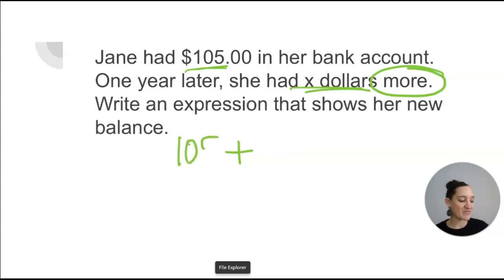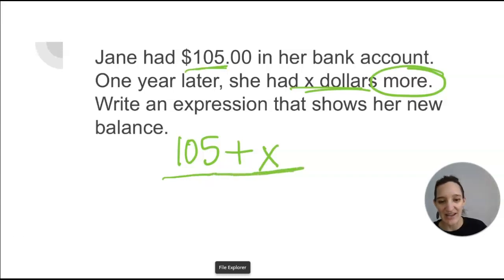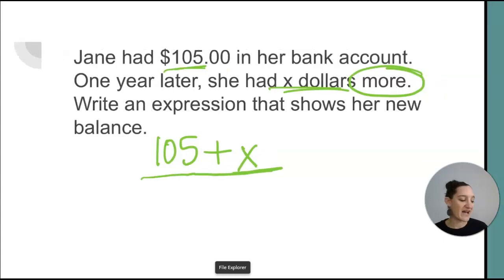My guess is she added more during the year, but we don't know exactly how much she added, so that's why we have to put the X. So she had $105 to start with, and then she added X amount more. That expression will give us her new balance. If she added $1 more, then her balance will be 106, right? If she added 100 more, her balance will be 205.